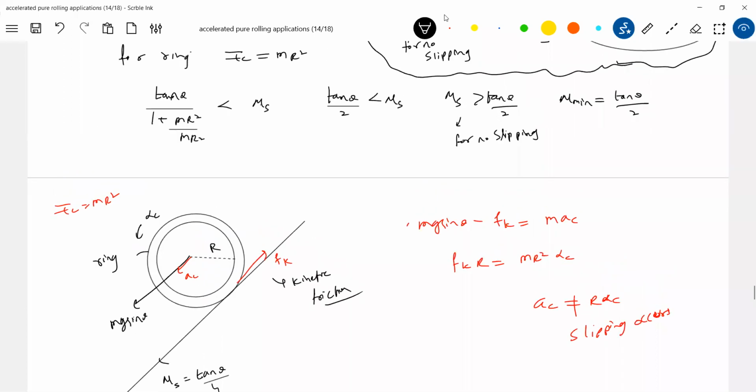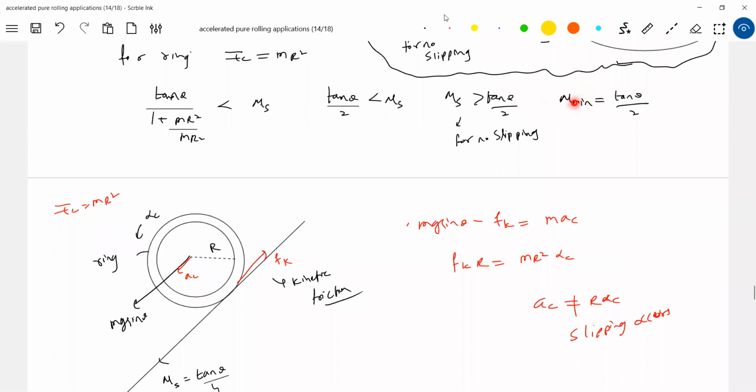Able to understand this one? Minimum is what you have to bring into picture here. So therefore, when you release a rigid body on a rough surface, what is the first thing, whether slipping will occur or not? Who will decide? The mu and theta relationship.